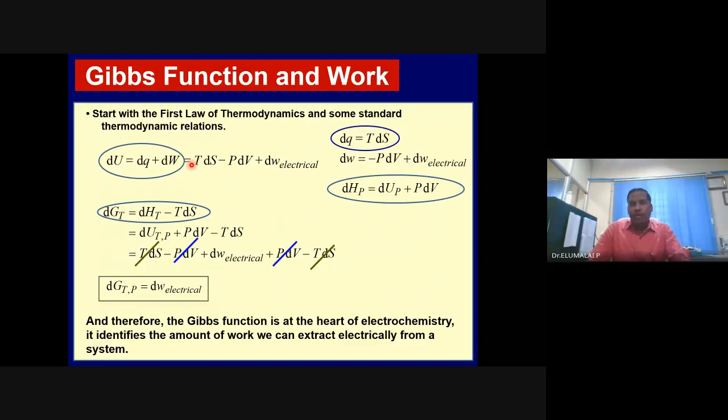So by now we all know that a galvanic cell can develop positive potential, or an electrochemical cell will develop positive potential. What is the origin for this cell potential? What is the origin for this cell potential? Can anyone respond?